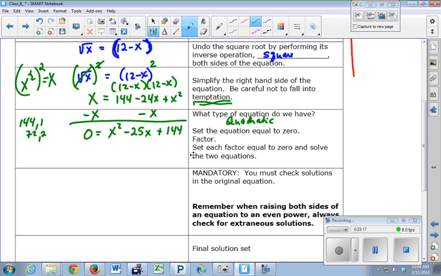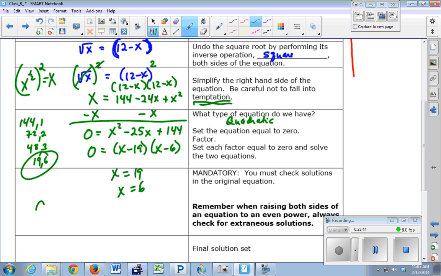3 doesn't go into it because, yeah, it does, because 4 plus 4 plus 1 is 9. So 3 goes into it 48 times. And then you start looking for factors of 48, 6, 19. And guess what? 6 and 19 add up to 25. So those are the 2 numbers to factor. So x minus 19 times x minus 6. Voila, you got your answers just like that. Or you could do a equals 1, b equals negative 25, and c equals 144, and go through the whole quadratic formula routine. Okay, whatever you want.